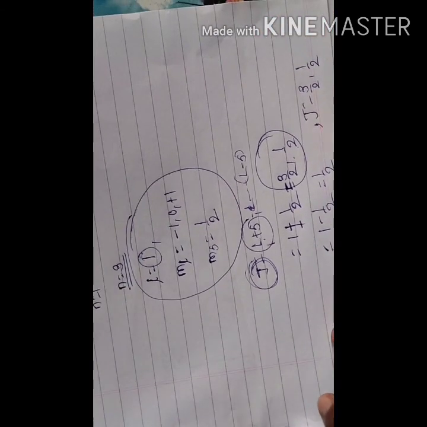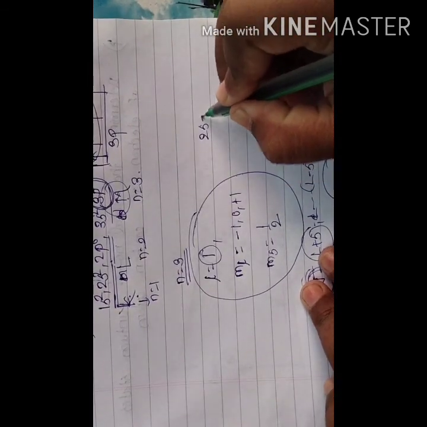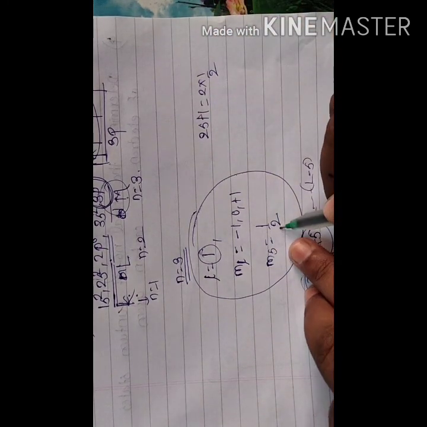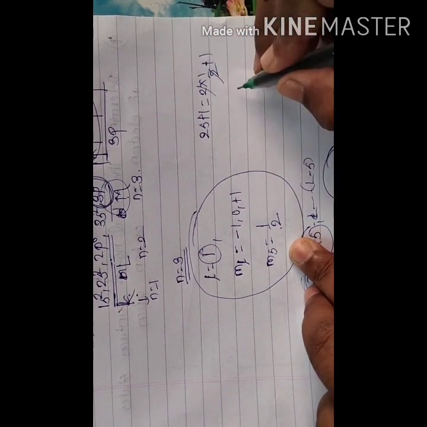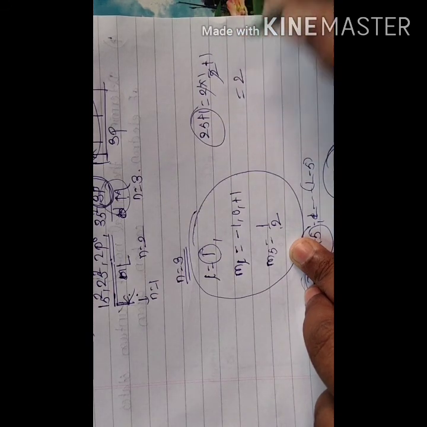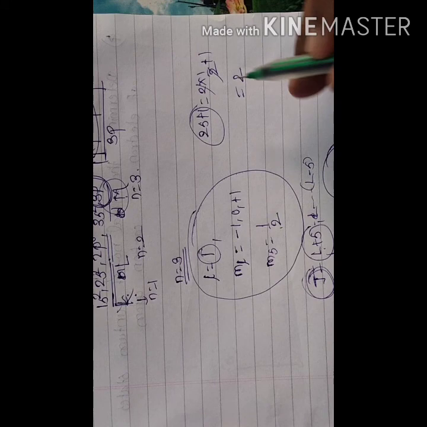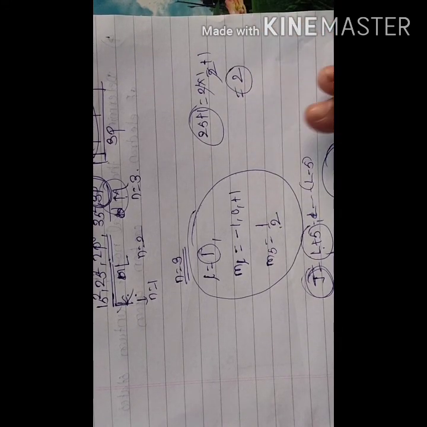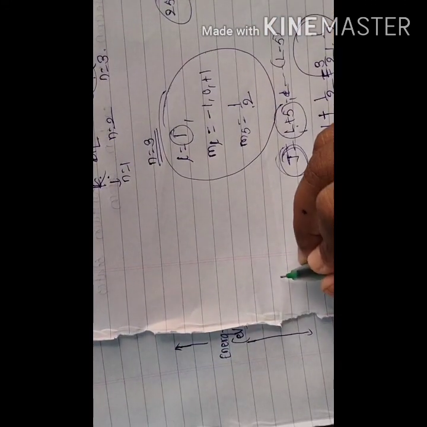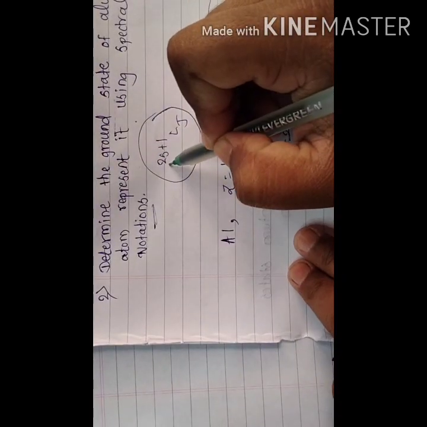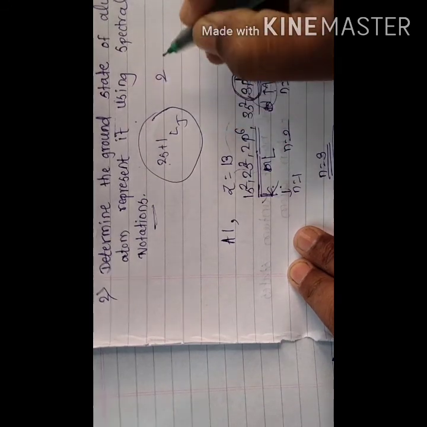So we have to calculate here 2S plus 1, that is the multiplicity. So 2 into 1 half, that is the spin S, plus 1. So 2 gets cancelled, we get the multiplicity 2. Sorry, this gives the multiplicity. So in the form of spectral notation, we can write this as 2S plus 1, multiplicity 2.